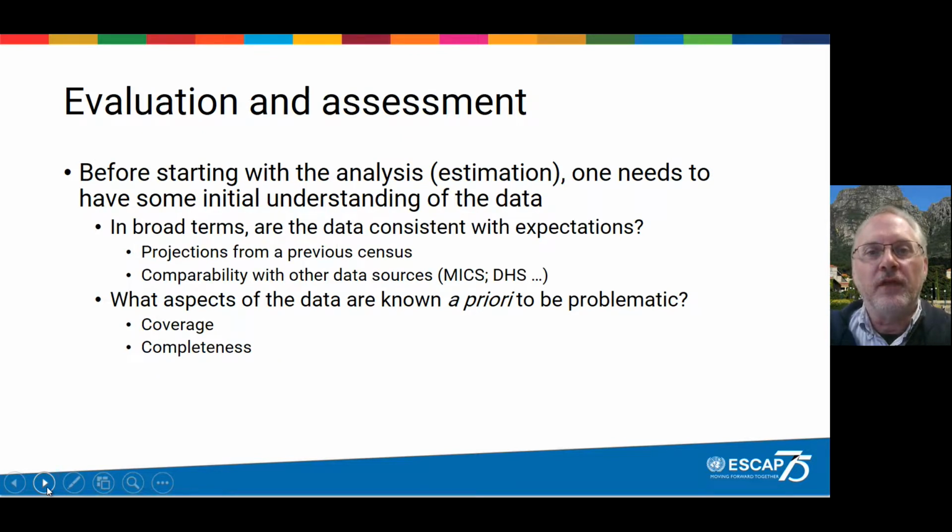Before starting with analysis or estimation of one's data, you need to have some initial understandings of what's in your data. In broad terms, we ask ourselves, are the data which we have consistent with what we'd expect to find? You might want to compare your data with projections from a previous census or survey. You might want to compare your results with other data sources, for example, a demographic and health survey. We might also want to know before we start what areas or aspects of the data are known to be problematic, either in terms of coverage or in terms of completeness of those data.